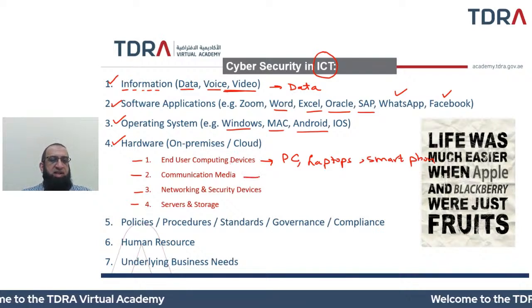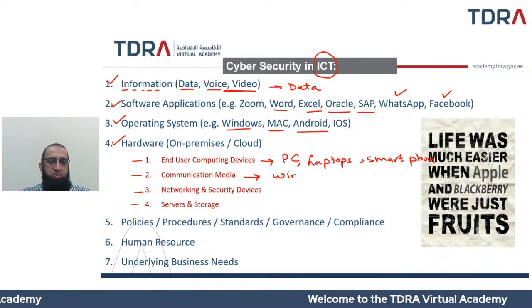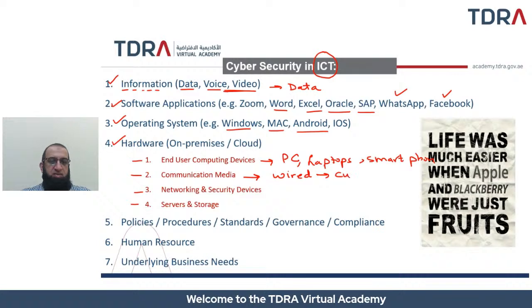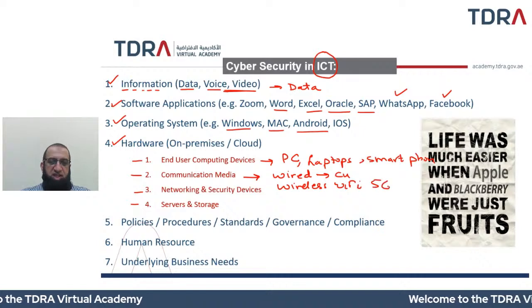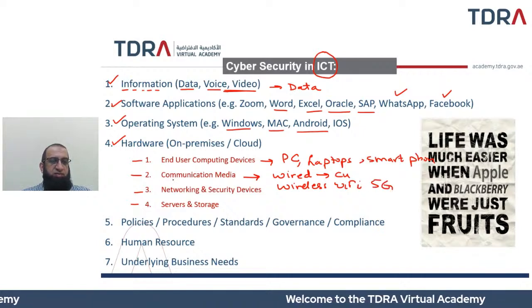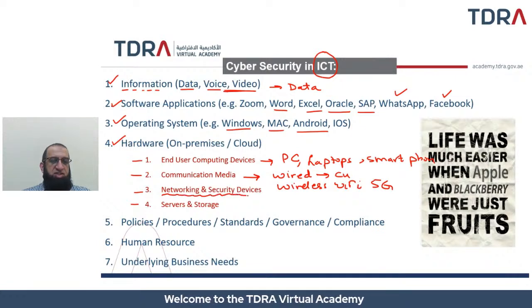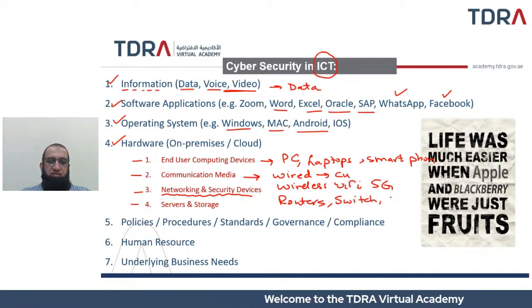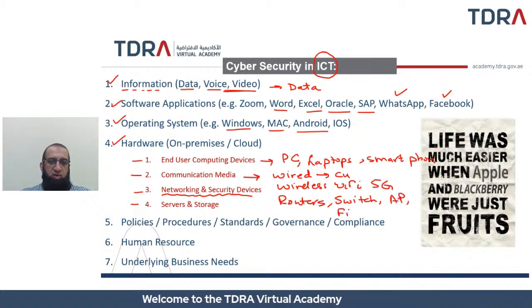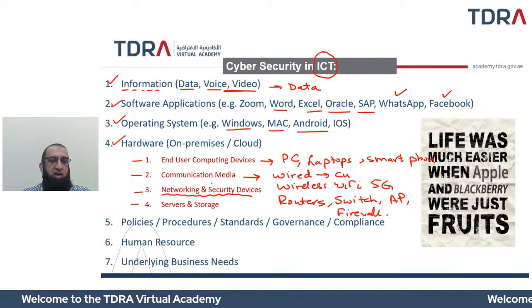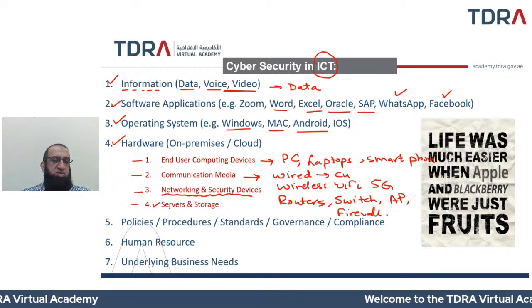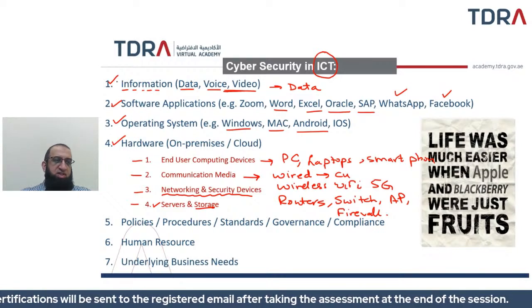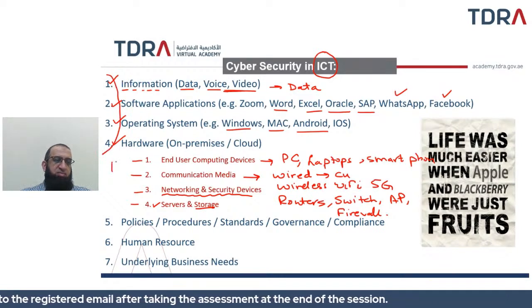Then we need some communication media. It can be a wired network based on copper cable, or it can be wireless, like we have Wi-Fi, we have nowadays 5G and so on. And in order to give connectivity, we have some networking and security devices, right? Like routers, whatever you pronounce. We have switches, we have wireless access points, we have firewalls, all those components. And all of this information is going to reside on some servers and some storage. Now, the first four components, we call them information technology.